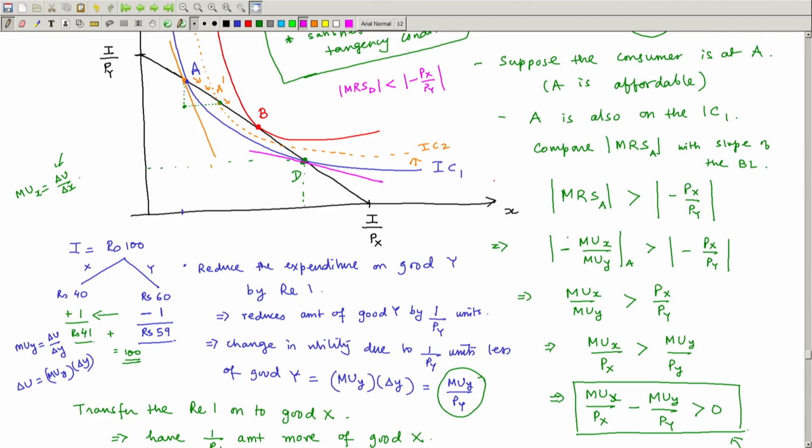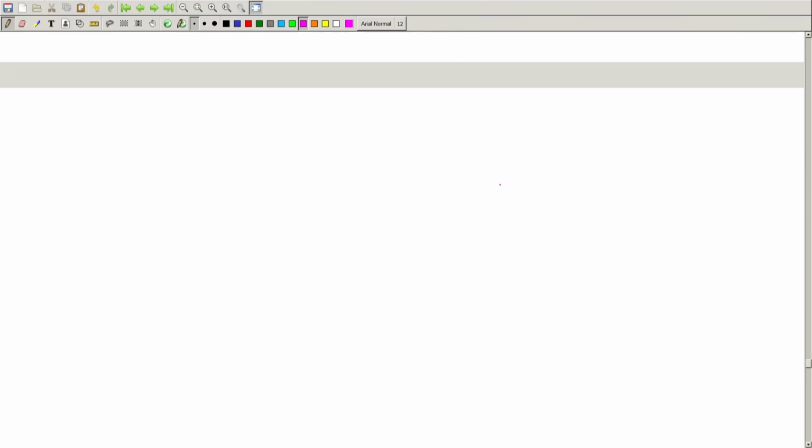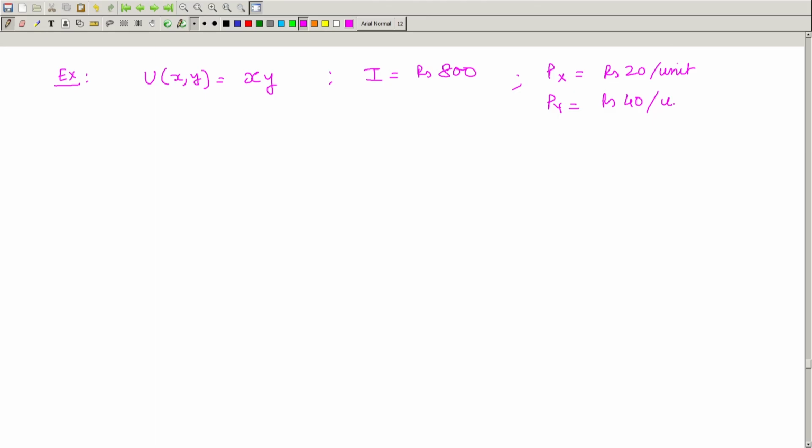So just write down the same set of arguments like how I have written here, so that you understand this better. Now let me show you an example of how you can use the tangency condition. Suppose my utility function is X times Y, and the income of the consumer is rupees 800. The price Px is rupees 20 per unit. The price of good Y is rupees 40 per unit. Now, what is my objective? My objective is to find the optimal X and the optimal Y.